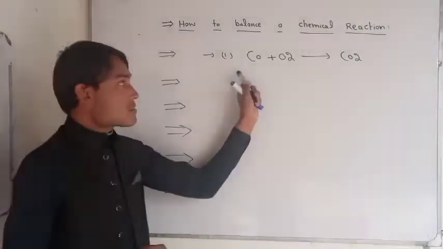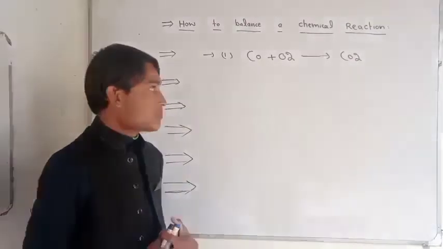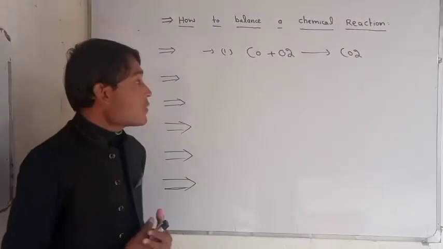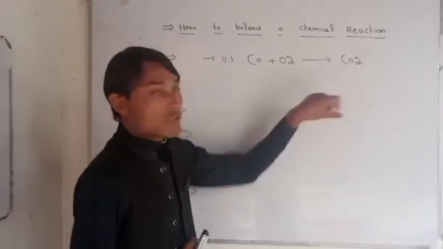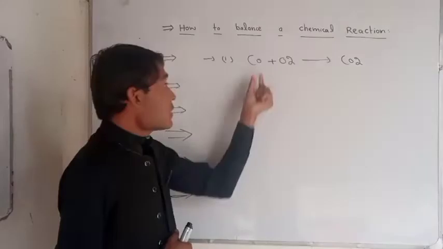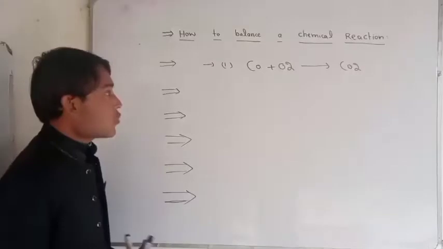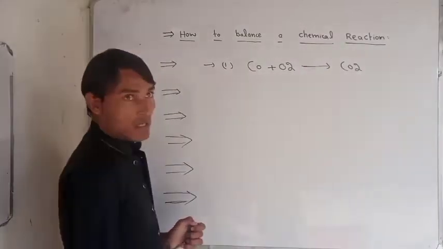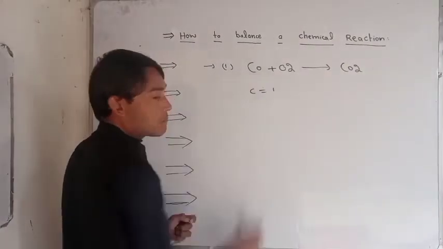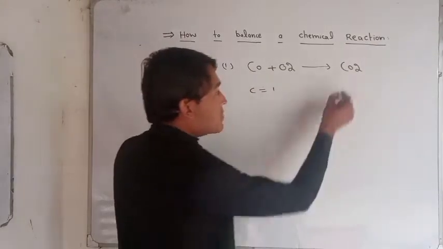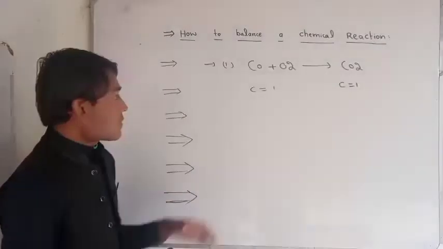Now, how do we balance this chemical reaction? First of all, we have to choose metals first. Now, which one is a metal here? And then later we talk about non-metals. So there are no metals, so we have to begin from the non-metals. Carbon is a non-metal. Here the number of carbon is 1, and here the number of carbon is also 1. So it is balanced. Then what is the third step?